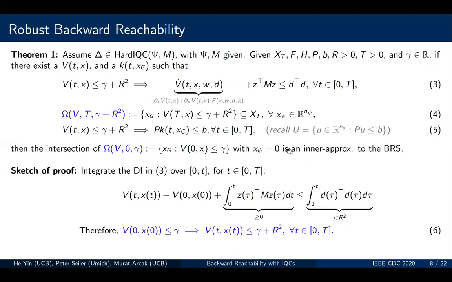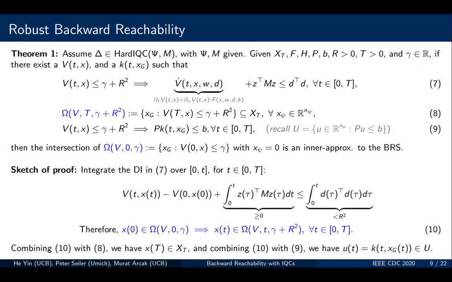We can see it by integrating the dissipation inequality in equation 3 over time horizon 0 to t. From delta satisfies the hard IQC, we know that this term is larger than 0. And from the assumption that L2 norm of D is bounded by R, we have if V of 0 is bounded by gamma, then V of t is bounded by gamma plus R squared. This basically means that if the initial condition starts from the gamma sublevel set of V, then its successor will not leave the gamma plus R squared sublevel set of V.